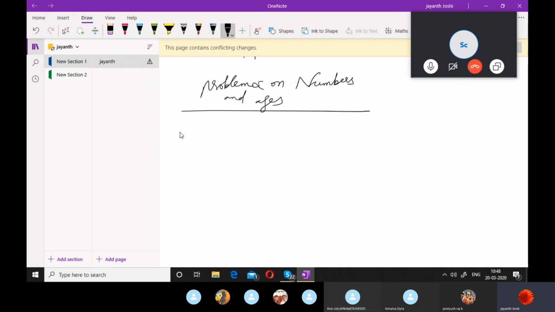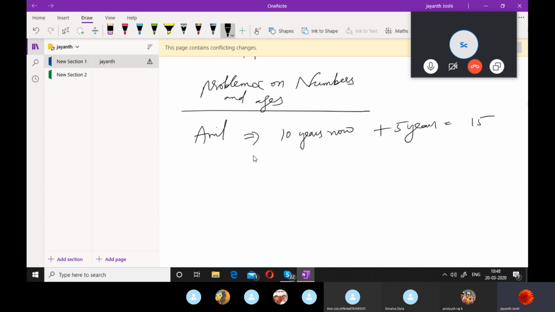Suppose there is a person called Anil. His age is 10 years now. After 5 years his age will be 15. So what are you doing to this? You are adding 5 more years. So it's going to become 15.